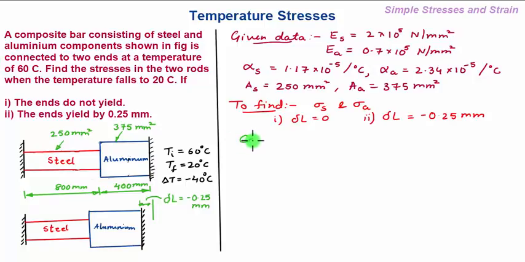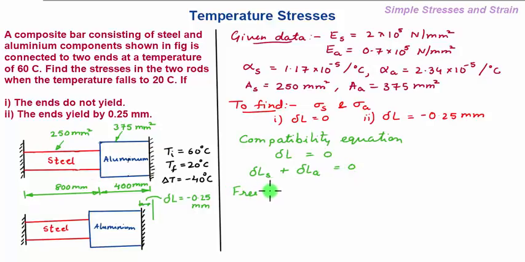Next we write the compatibility equation for the first case. Now since in the first case our ends do not yield, we have the delta L equal to 0. Now as the steel bar and aluminum bar are in series, we have delta L as delta L of steel plus delta L of aluminum, and this is equal to 0.